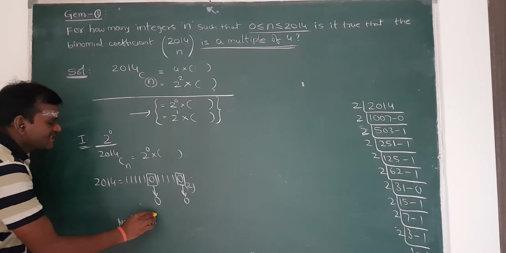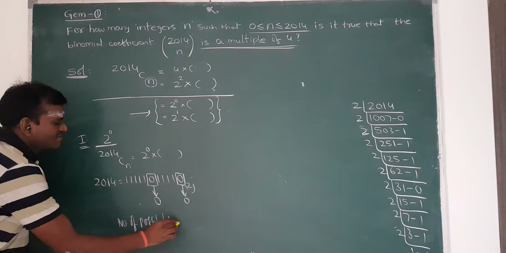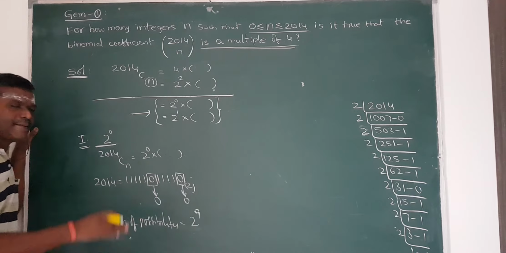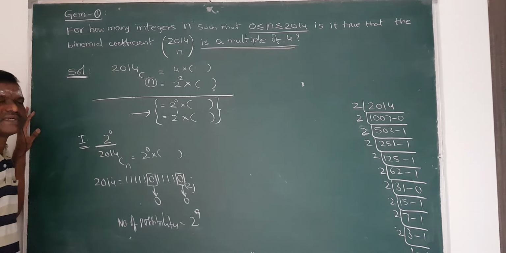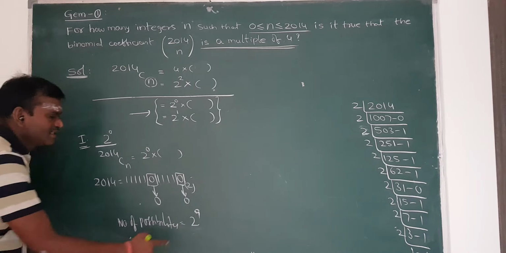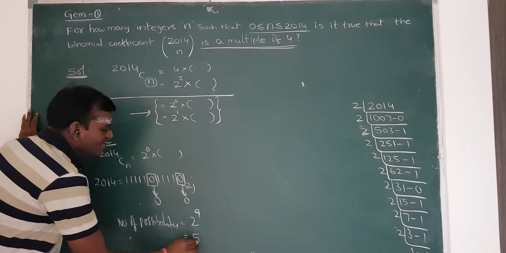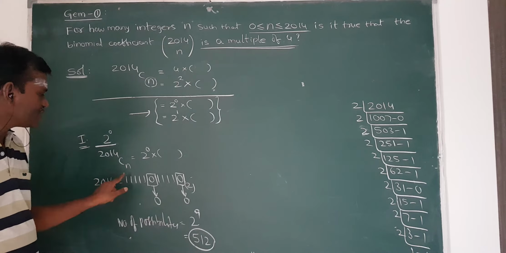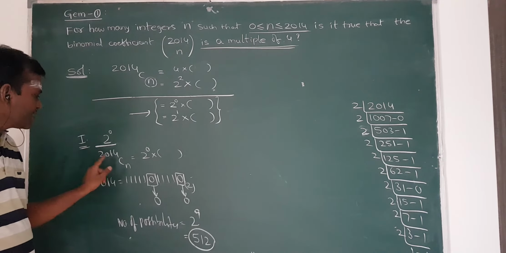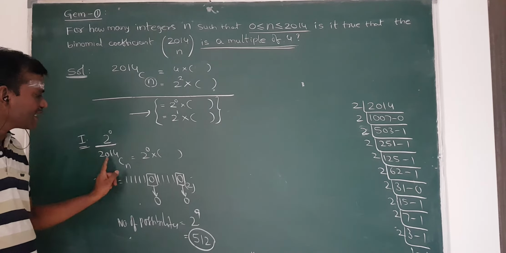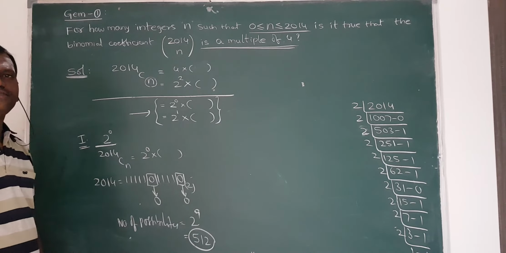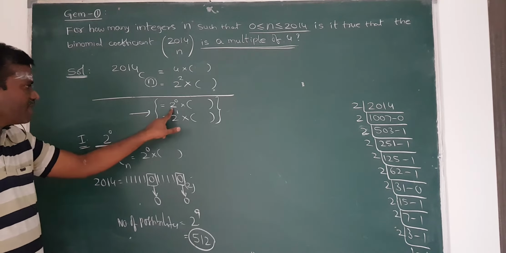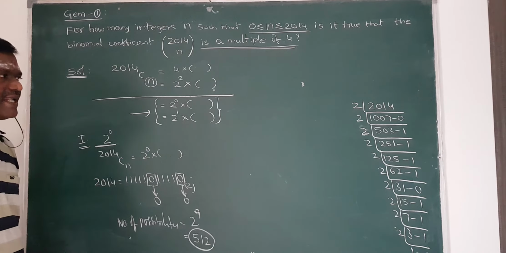Number of possibilities here are 2 power 9. Why? Because 9 places are there. In these 9 places, I may keep either 0 or 1. 2 possibilities are there for each position. So that's why 2 power 9 means 512 values are possible. 512 values are possible for n. So 2014 C n is a multiple of 2 power 0. In the first case, then, 2 power 0 means 512 values are possible for it.